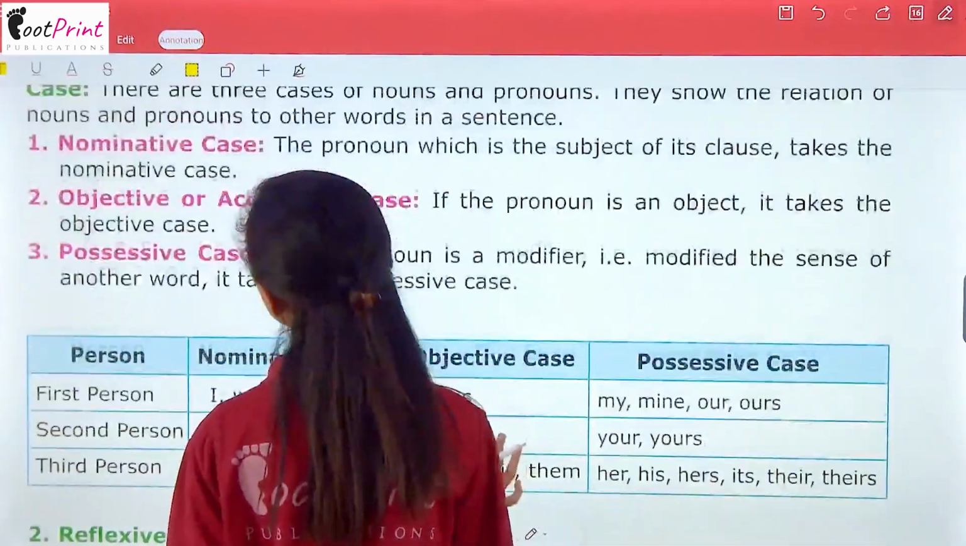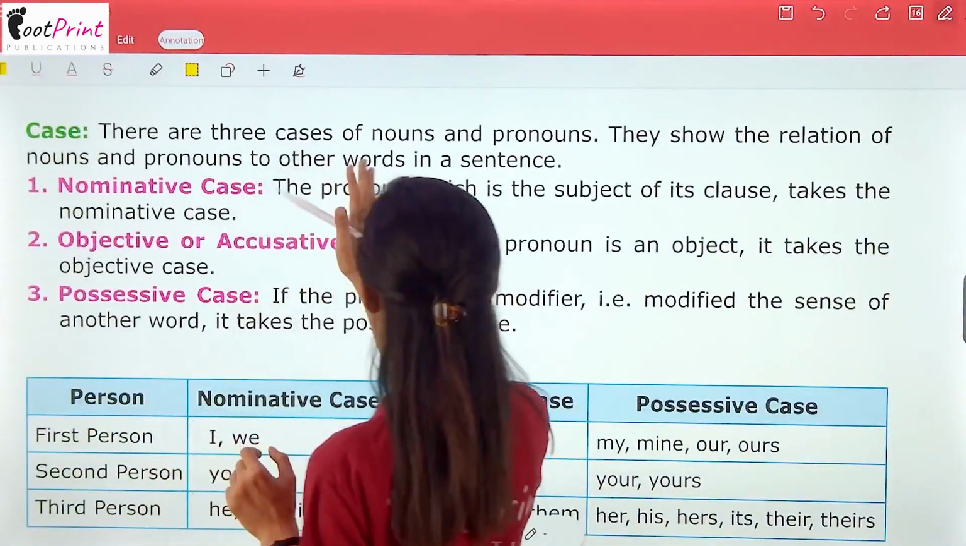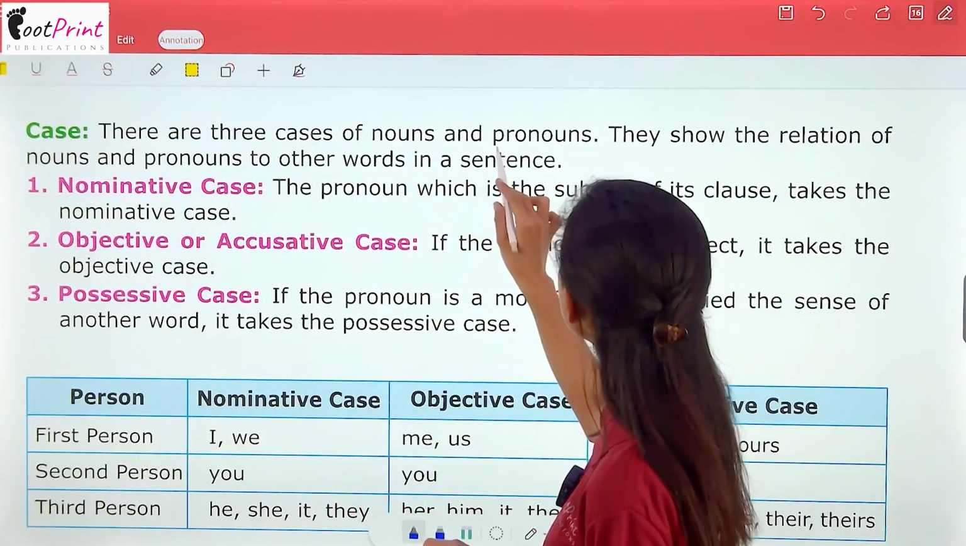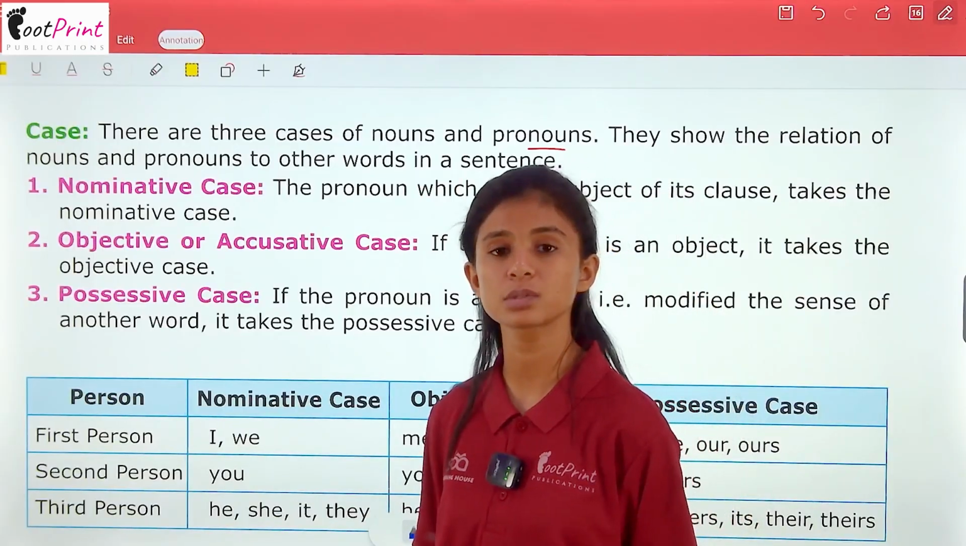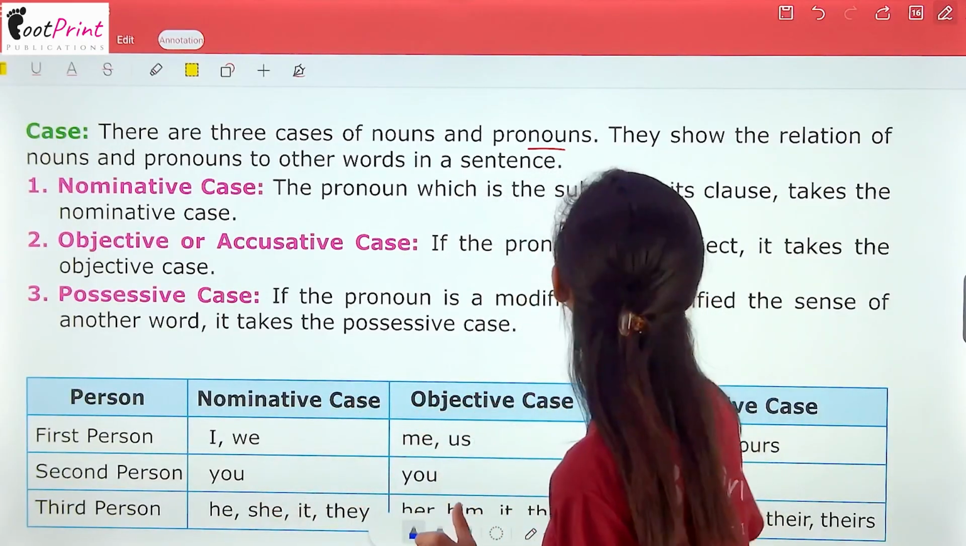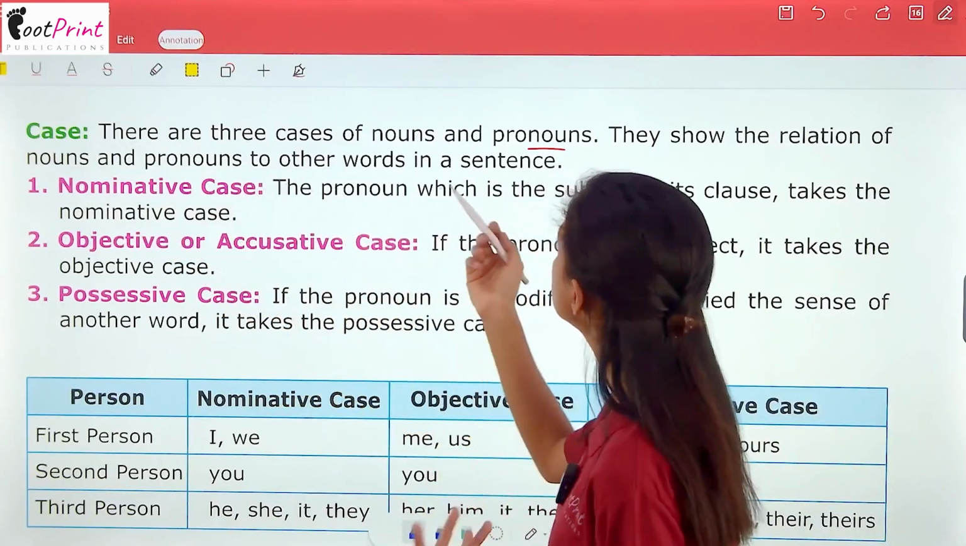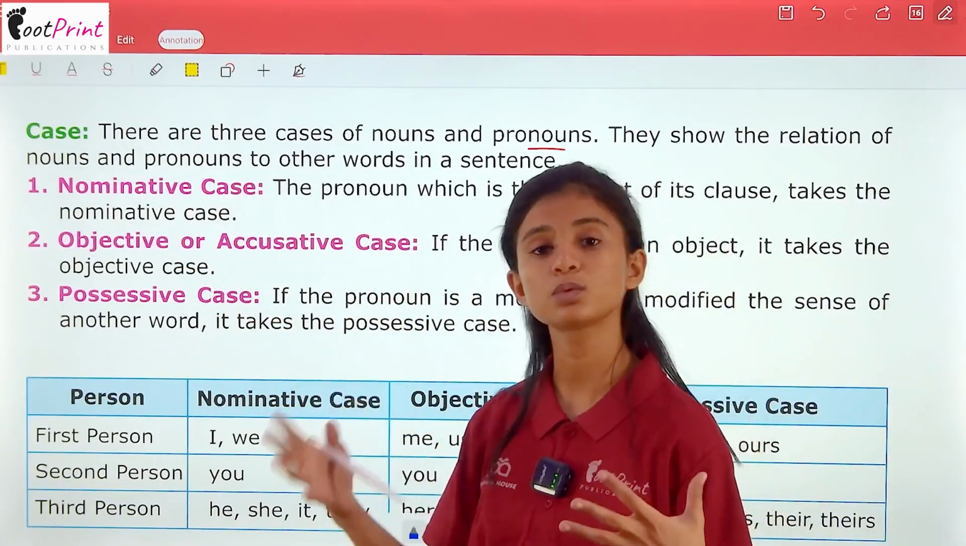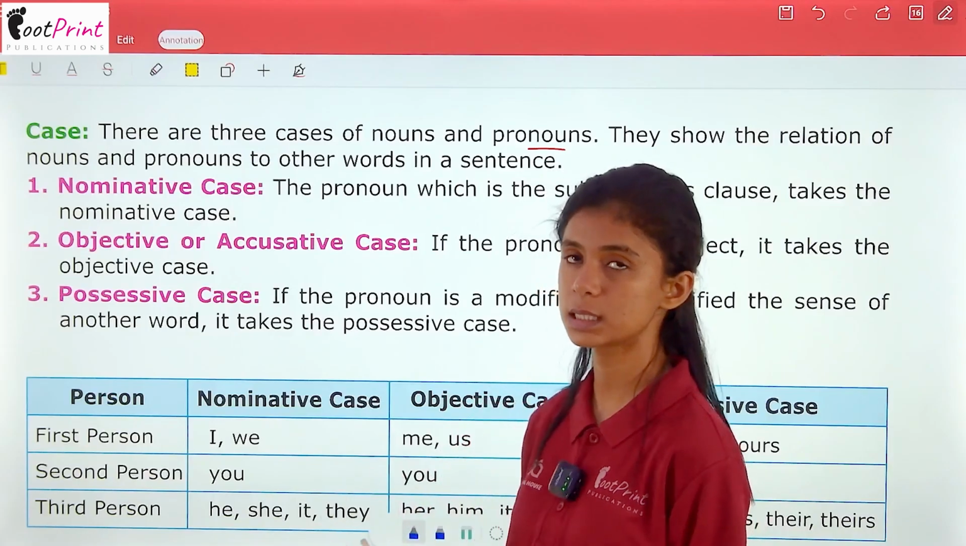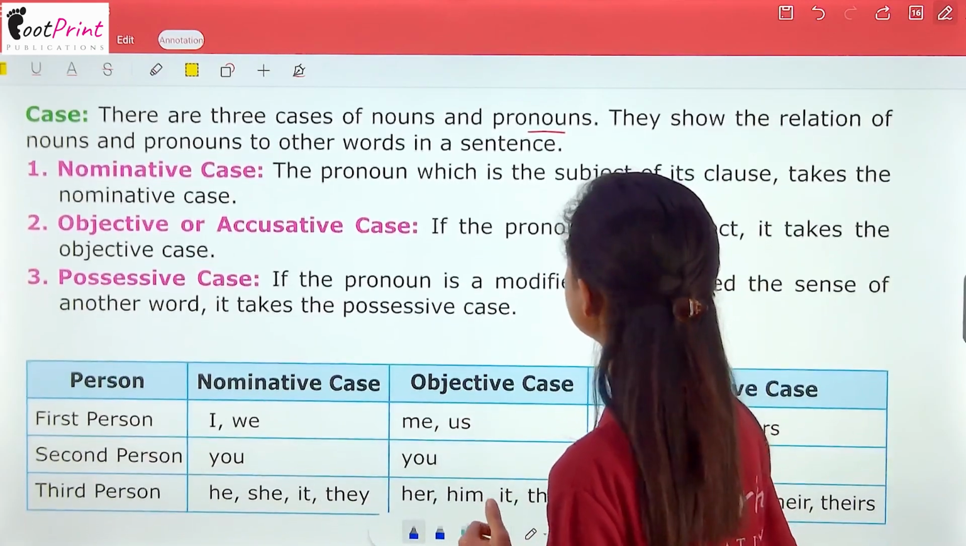Next we have case. There are three cases of nouns and pronouns. Now, nouns and pronouns have three cases given. They show the relation of nouns and pronouns to other words in a sentence. How? Let us see.